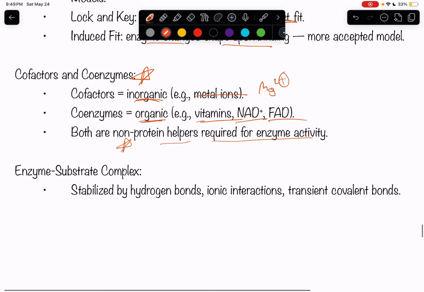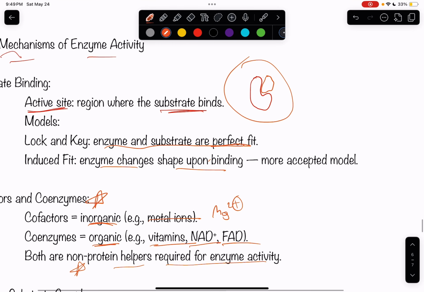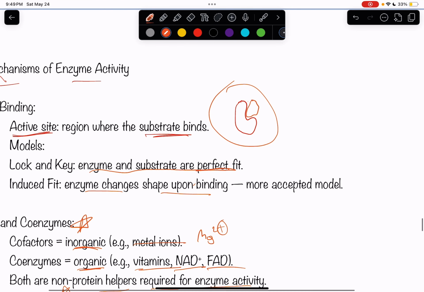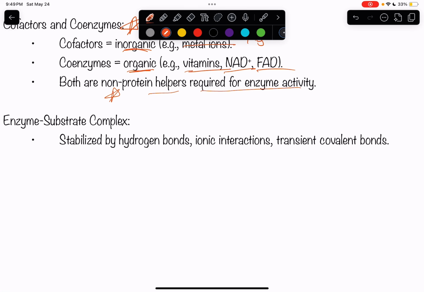And then the enzyme-substrate complex is pretty much like this, right? This would be called the enzyme-substrate complex because obviously it's the enzyme plus the substrate. So that's pretty much all you need to know. Again, the enzyme-substrate complex is stabilized by hydrogen bonds, ionic interactions, and covalent bonds.